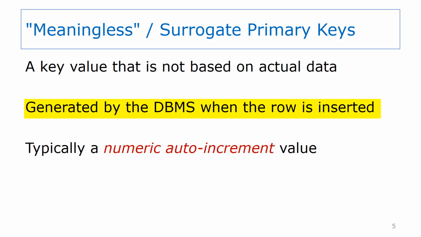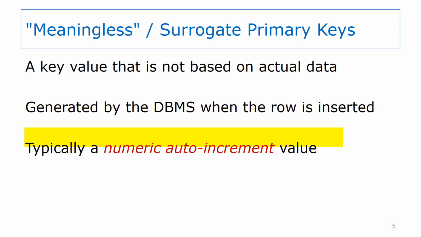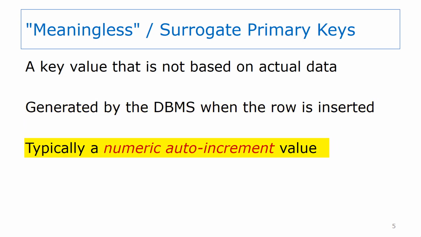In actual practice, you can configure a table to have a primary key that is generated by the DBMS when a row is inserted into the table. This type of automatic primary key is almost always a numeric integer value, and it is configured with the auto increment attribute. Auto increment means that when a new row is inserted, the DBMS gets the next sequence number and assigns it to the primary key.